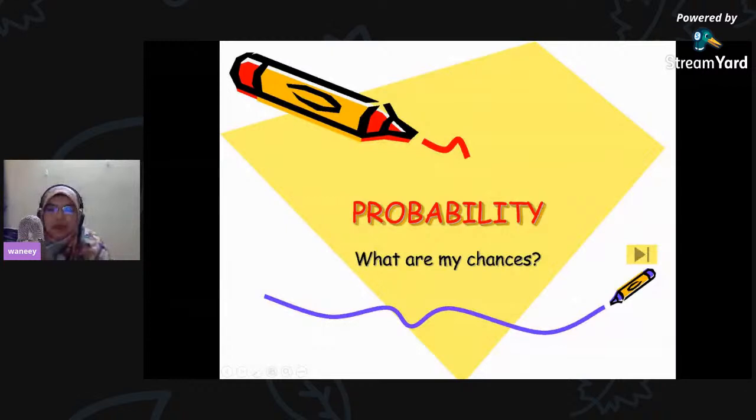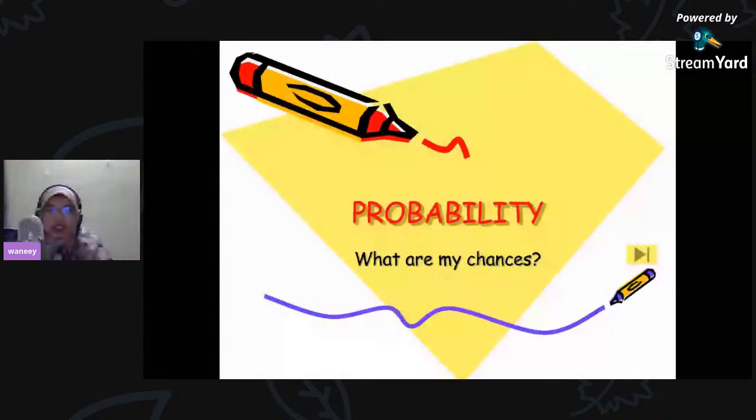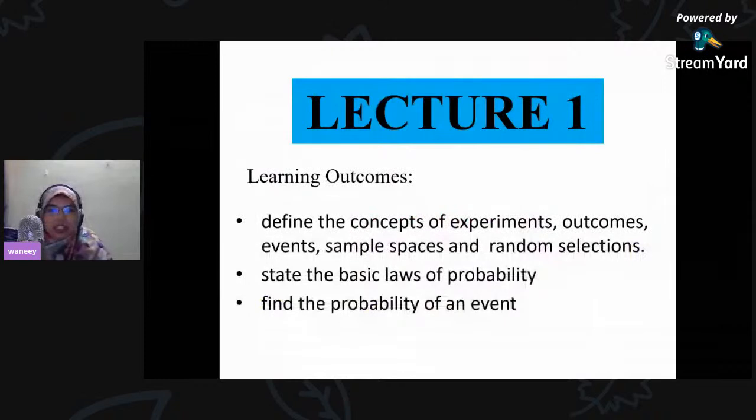Okay, next. This is the first lecture. Firstly, you should be able to define the concept of experiment. What is an experiment? And then what is the outcome, the event, the sample space, and then the random selection. And then you should be able to state the basic law of probability and find the probability of an event. Later on, we're going to see how to draw the tree diagram, how to read from the Venn diagram and how to read from a contingency table as well.